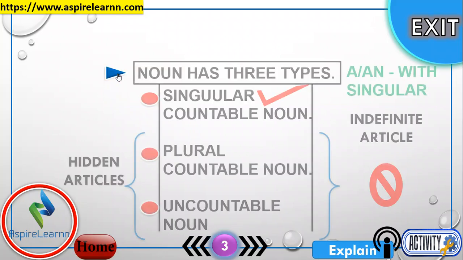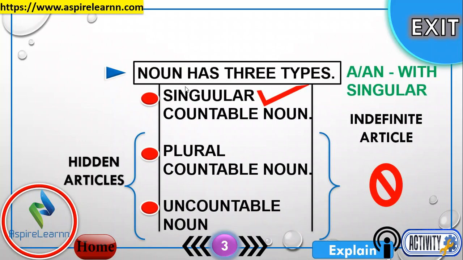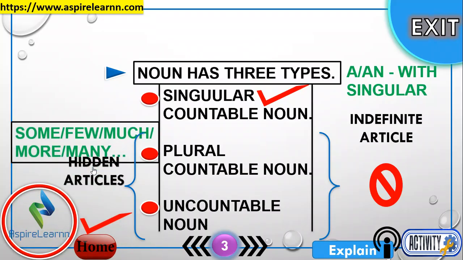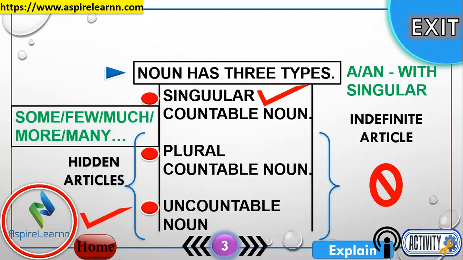Nouns are classified into three types: singular countable, e.g., a book; plural countable, e.g., books; and uncountable nouns, e.g., water. A or an is used with singular countable nouns, e.g., a cat, an apple, while plural countable and uncountable nouns do not take a or an. Instead, quantifiers like some, many, few, much, or a lot of are used, e.g., I have some books, I need some water.